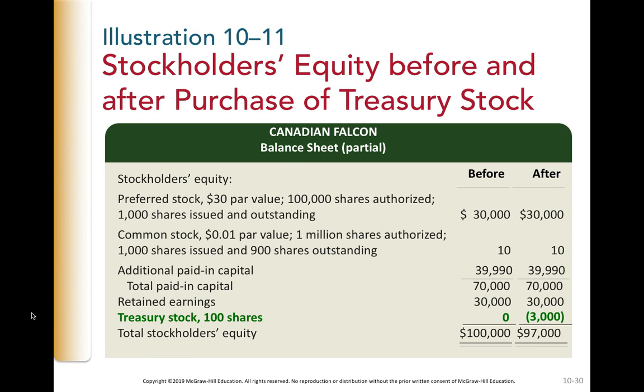After they purchased treasury stock, this is what it looks like. Preferred stock is still sitting at $30,000. Common stock is still sitting at $10,000. Additional paid-in capital is still $39,990 for total paid-in capital of $70,000. Retained earnings is still $30,000, but then you've got treasury stock, which shows up as a negative number in the equity of $3,000, bringing your total stockholders' equity to $97,000.